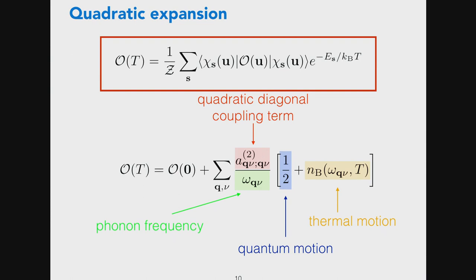You just get that the value of your observable of interest at some finite temperature is equal to the static lattice value, and then it has a quantum zero-point contribution, a thermal contribution, which is essentially the Bose-Einstein occupation factor, and then this is the phonon frequency, and this is the coupling constant, essentially, which is the curvature of the property with respect to a displacement of the atoms.